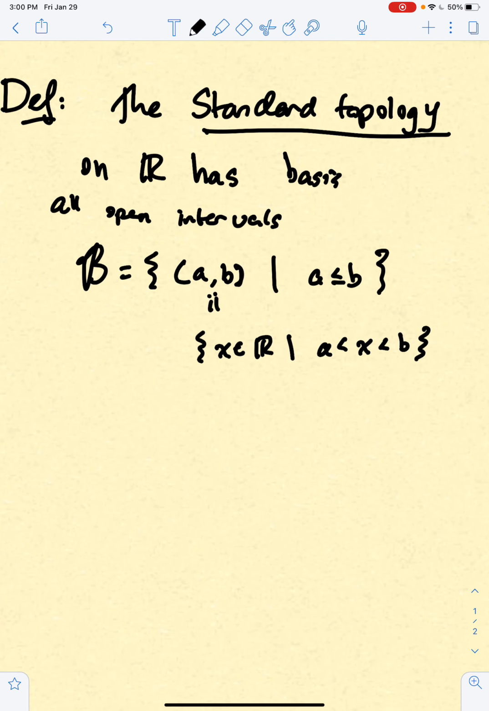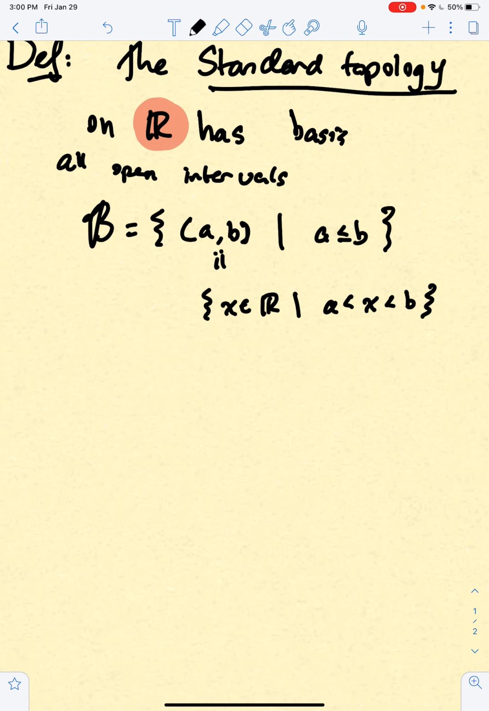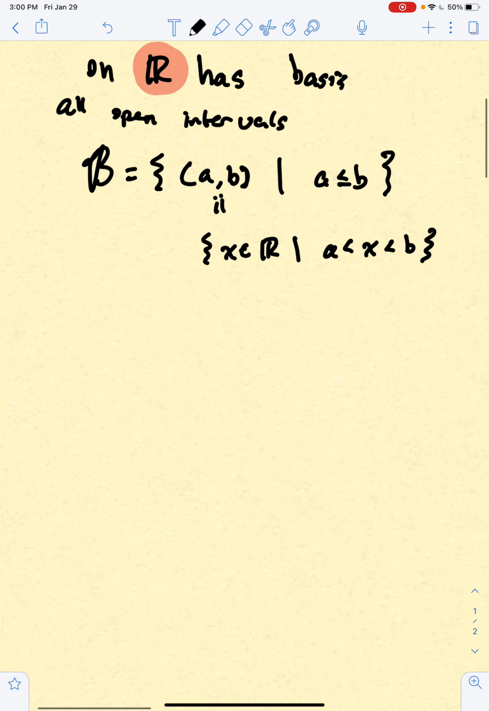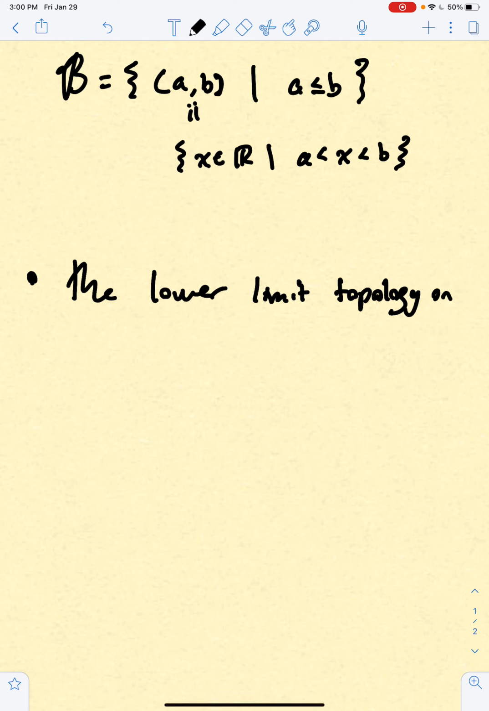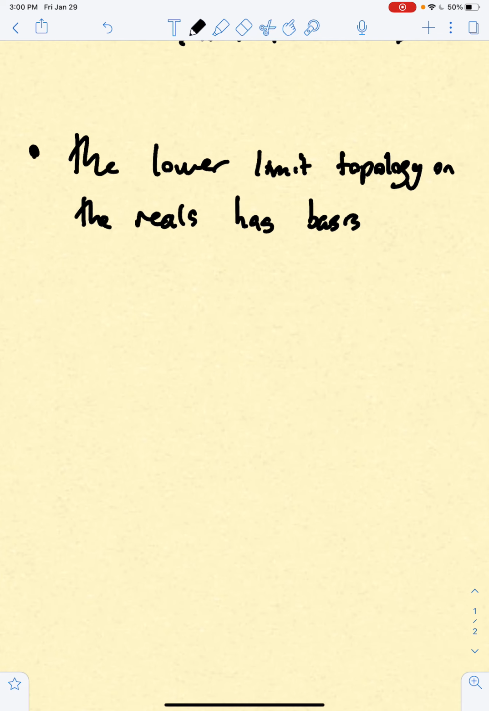So when you see me write just the reals with no implied topology, just think about it as the standard topology. If there's some kind of non-standard topology, I'll always clarify that. So, in particular, the lower limit topology on the reals has basis all half-open intervals.